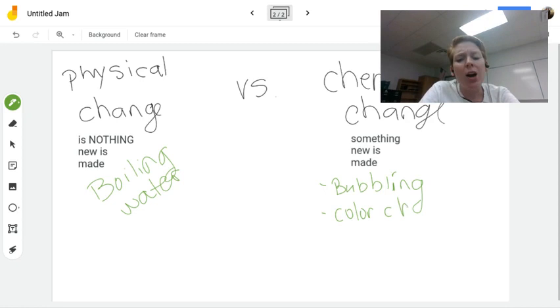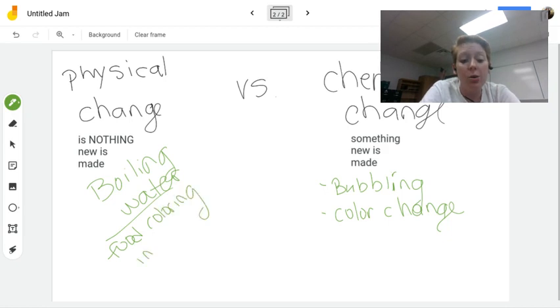Now, color change is not always chemical. If I take food coloring and put it in water, I'm changing the color of that water. But I still have food color and I still have water. It's just mixed together. So that's actually a physical change. So like food coloring in water. Nothing new was made, I just mixed them.